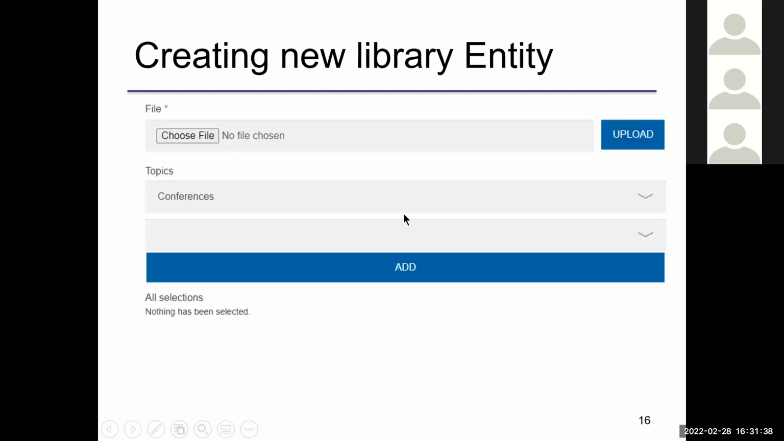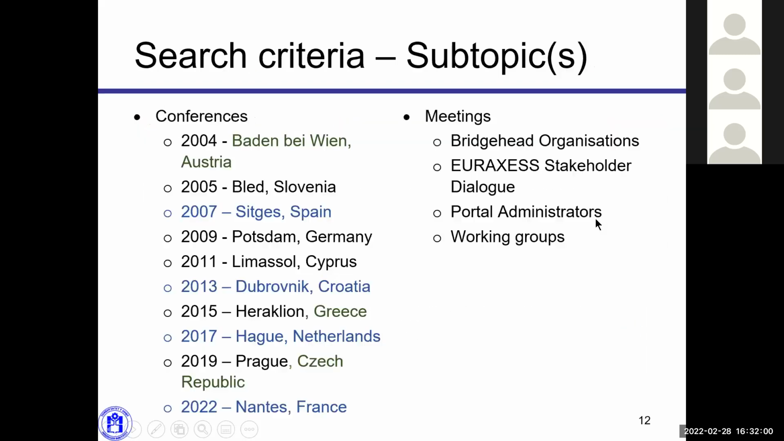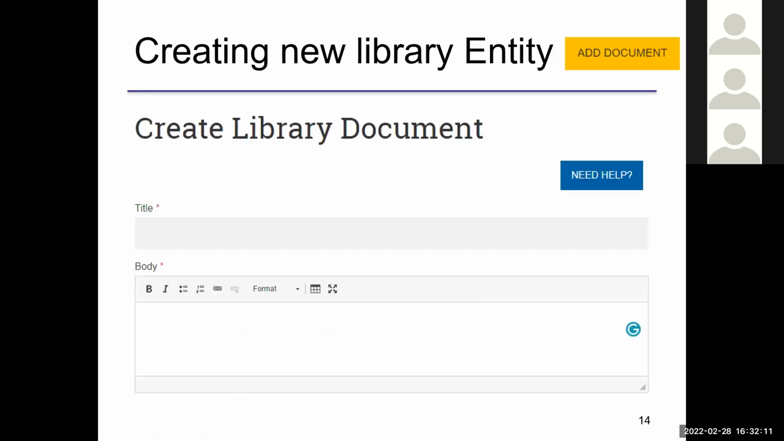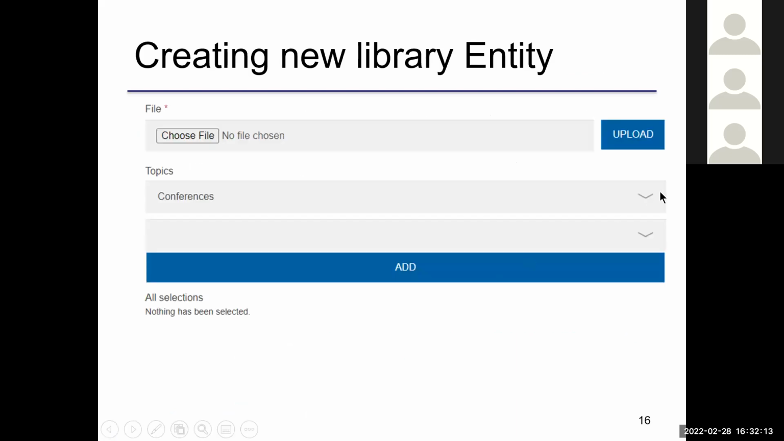so then you should upload the file, which is actually the library item itself, and then you should choose a topic. In this case, when you click here, you will get this list of the topics. So from this list, you select one, and then when you select it, you will see it here.